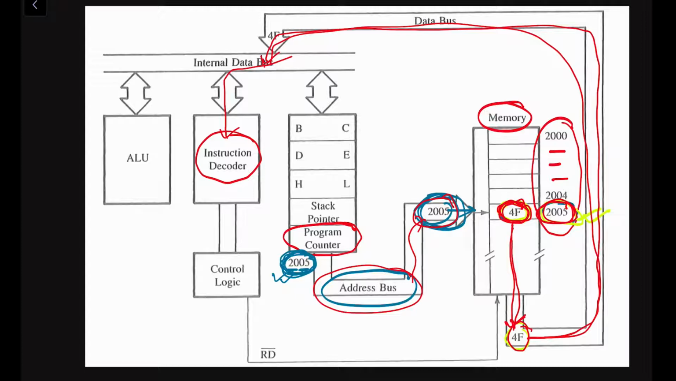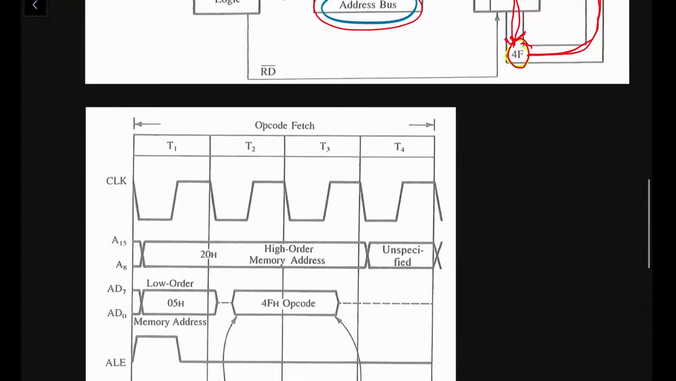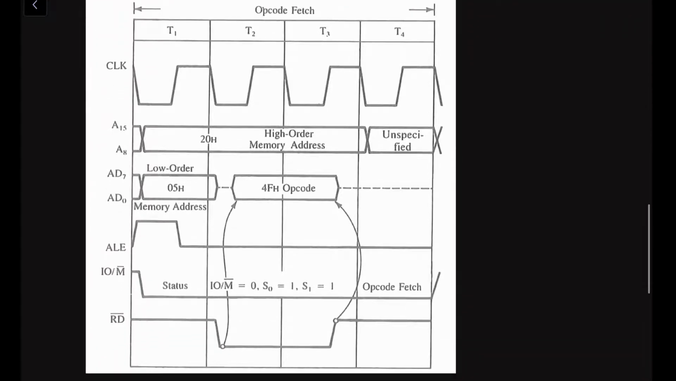Now let us understand what the timing diagram is. At what time which signal is going high or low. Here we have to represent various types of signals with a graphical representation. This is the opcode fetch operation machine cycle. This diagram is taken from the microprocessor book by Gaonkar.